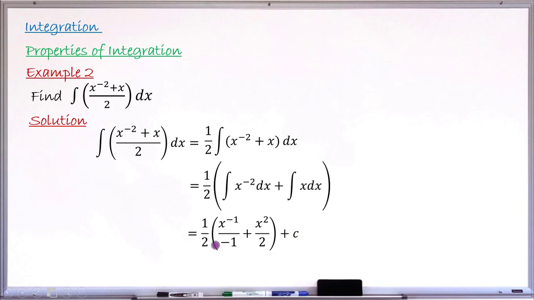So I continue. I'll open this very bracket. I will expand it. So I'm going to have 1 over 2 times x raised to minus 1 all over minus 1, and 1 over 2 times x squared all over 2. So if you do that correctly, you are now going to have minus x raised to minus 1 all over 2, then plus x raised to 2 all over 4, then plus the constant of integration c. This will now be the integral of this very function.